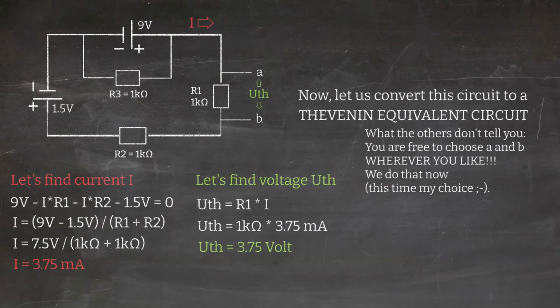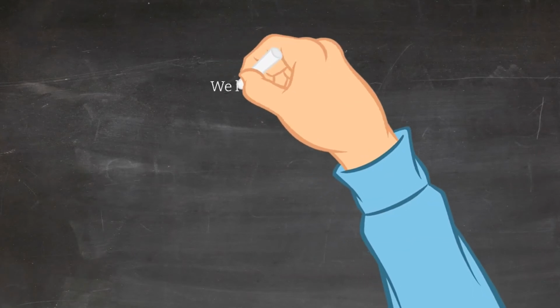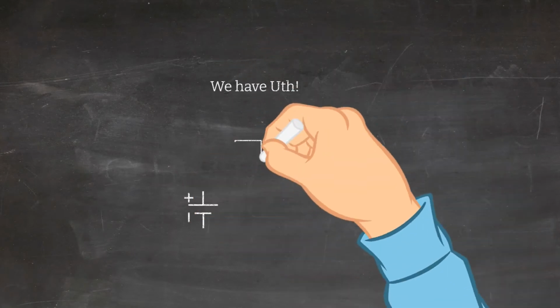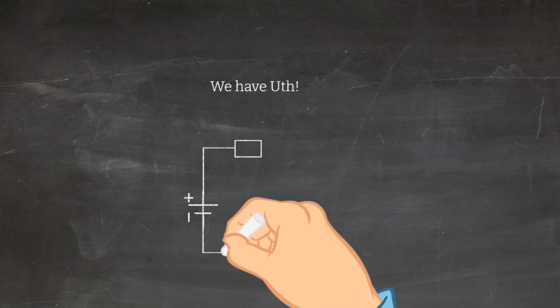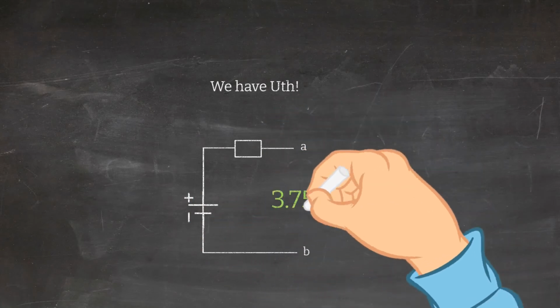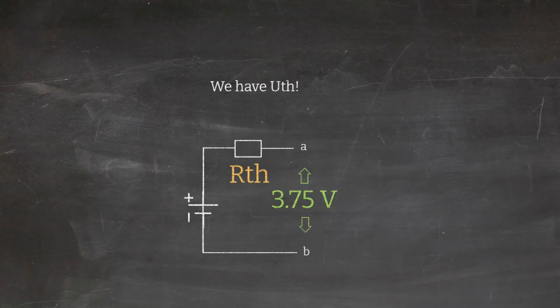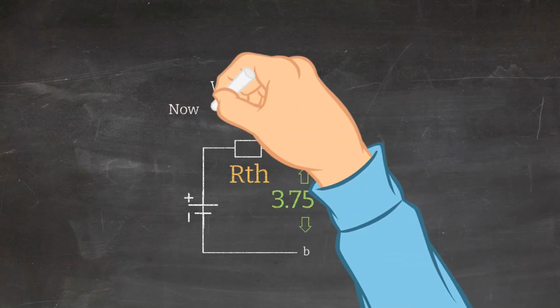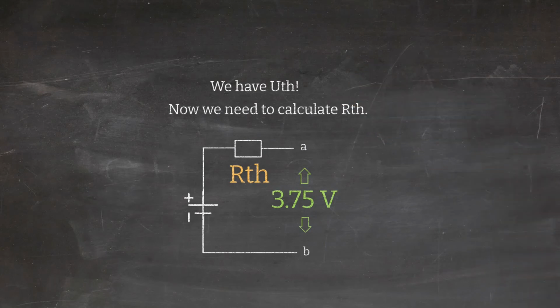So we have found our voltage for the Thevenin replacement circuit. That is to be drawn like this. If we replace our complex circuit with a simpler Thevenin circuit, the battery source here to the left has to have 3.75 volts as a constant voltage source. Now we have to calculate R Thevenin.